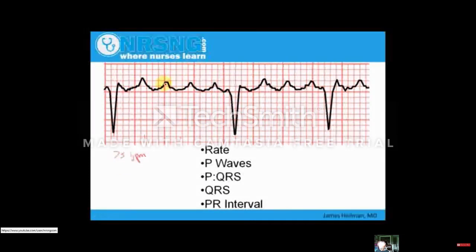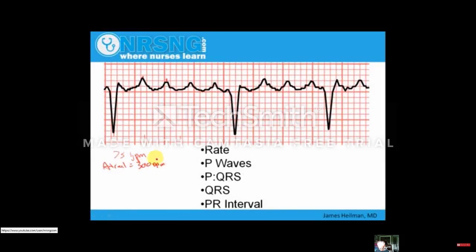Okay, so our atrial rate is obviously much faster. Okay, let's look between. So we have about one large box between each P wave. So our atrial rate is about 300 beats per minute. Okay, so there's our rate. So a ventricular rate is about 75 beats per minute. Our atrial rate's about 300 beats per minute. Okay, do we have P waves?